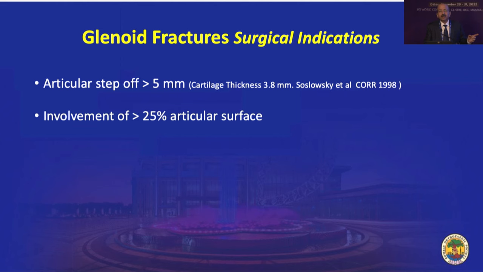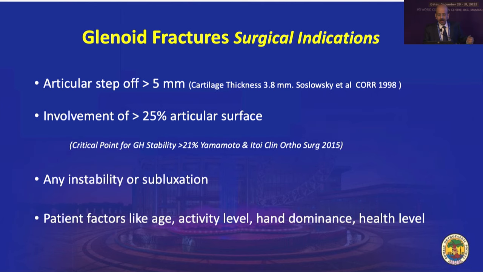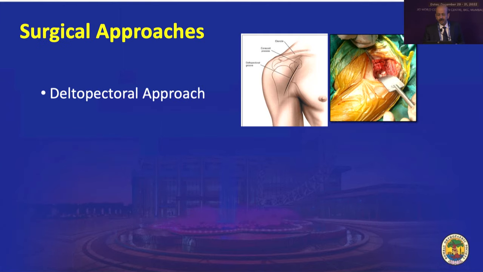More than 25%. Why? Because again, subluxation will happen. You have the bony Bankart, which can be done with 10%, 5% where people are operating arthroscopically. So they are associated with ligamentous injuries. But if it is more than 25%, then you do it because it is bound to subluxate. Subluxation and instability, as I said, and in a young person who has throwing activities also, you will require the fracture fixation.